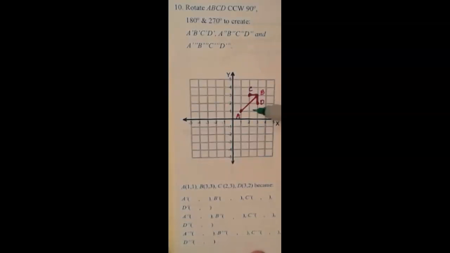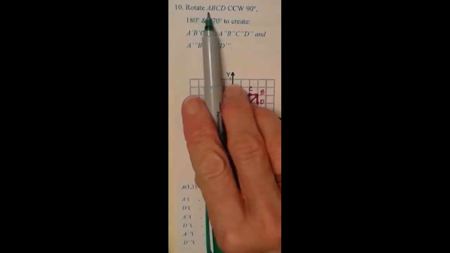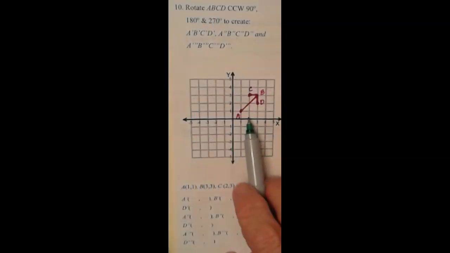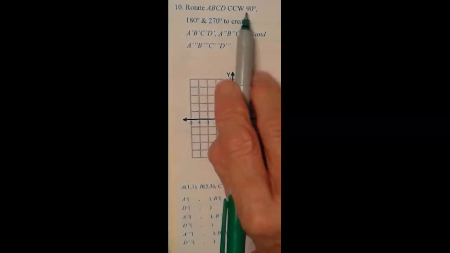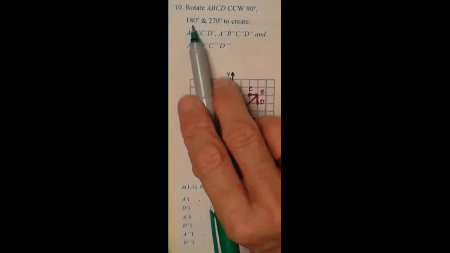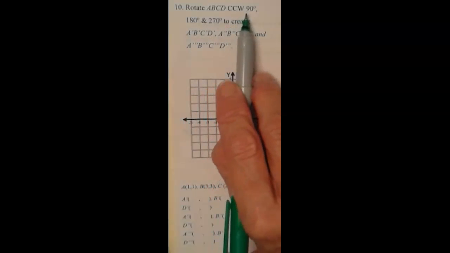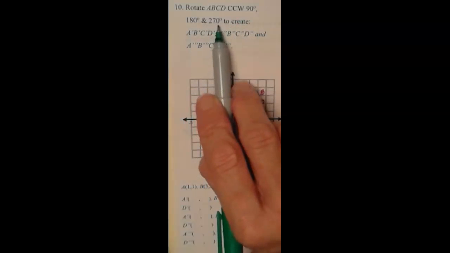On our practice sheet, problem 10 is all about rotations. We're going to take our original figure, ABCD, plotted here in quadrant 1, and we're going to move it 90 degrees counterclockwise, 180 degrees counterclockwise, and 270 degrees counterclockwise.